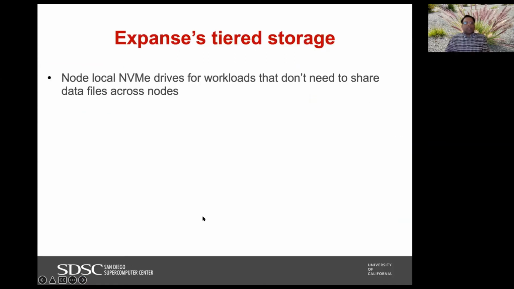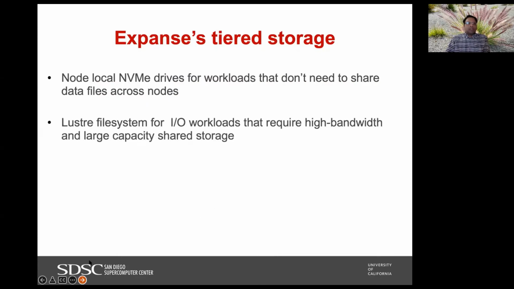So you can think of Expanse's storage setup as a tiered storage setup. You have the node local NVMe drives for workloads that don't need to share data files across nodes. Now, a lot of our users run single node jobs, in which case you could stick all your data for your code in the node local NVMe drives. So you don't need to even think about data going across nodes because you're on a single node.